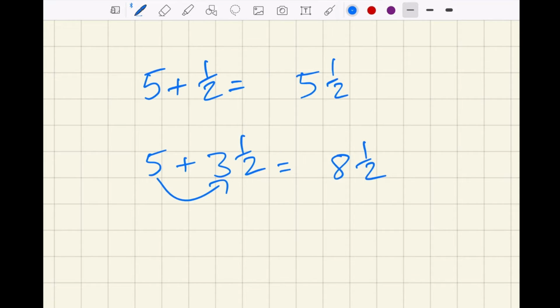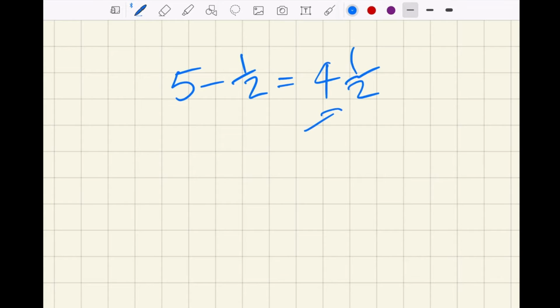But what about the subtraction? So this is where it gets a bit complicated once again. Subtraction tends to be a bit of a spoiler. So let's have a look at one. What about 5 minus a half? Now, you probably know in your head that that's going to be 4 and a half. But what's the process whereby you get that?